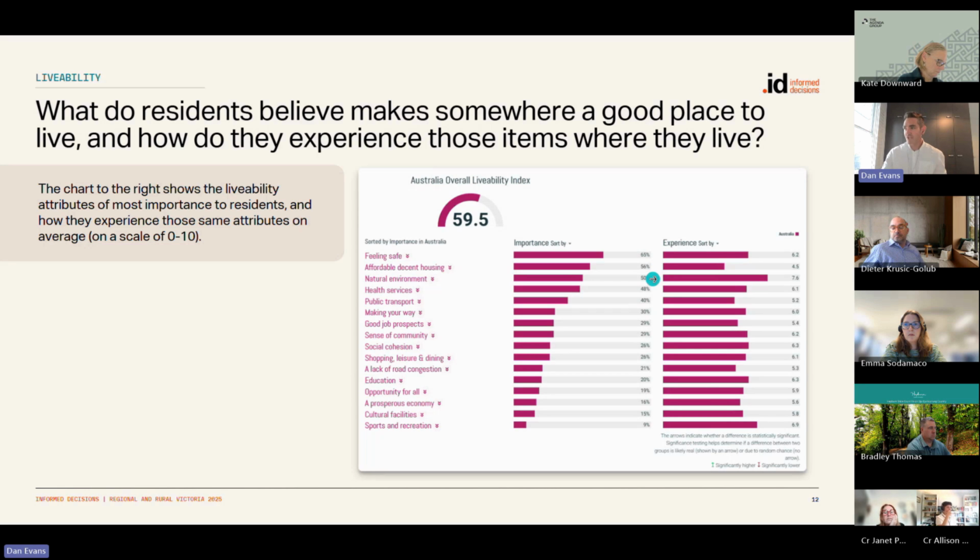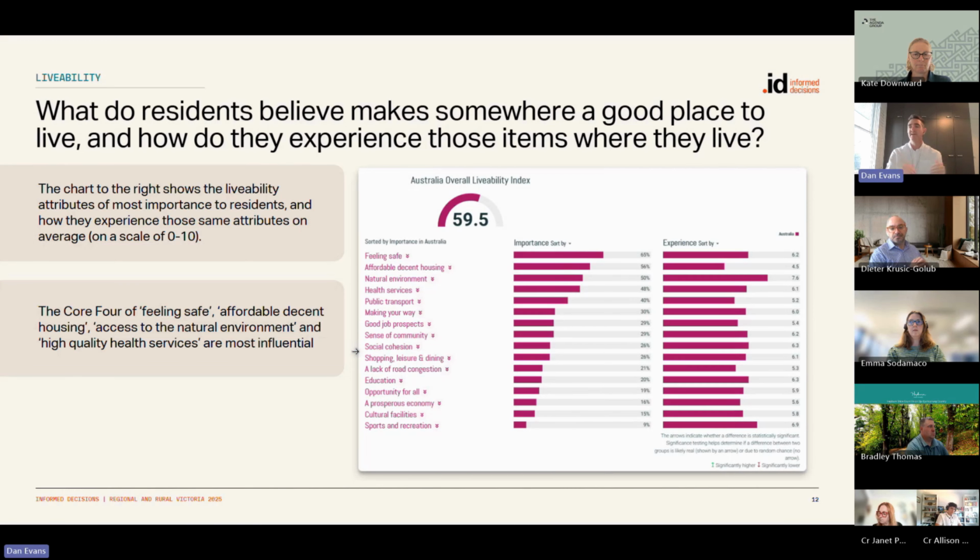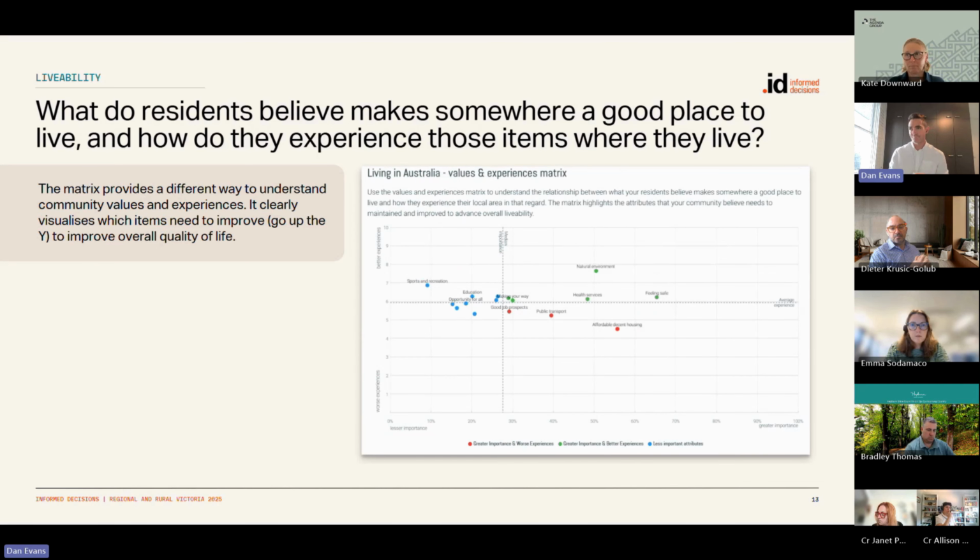Regional and rural Australians will place a much higher value on a strong sense of community than people who live in inner city areas. So there are some things that play out a little bit differently. People think fast growing outer suburban areas, particularly on the urban fringes, will place a high value on a lack of road congestion because their local area experiences of road congestion are getting worse and worse. So you do see some of that nuance play out, but these core 4 are what I'm going to talk about today, and we really want to draw your attention to them.